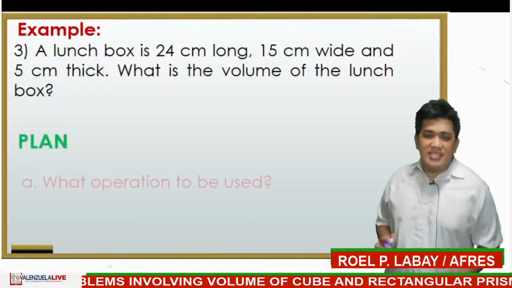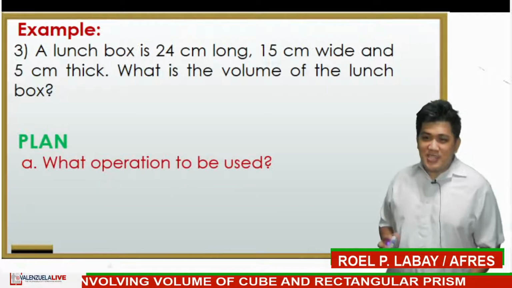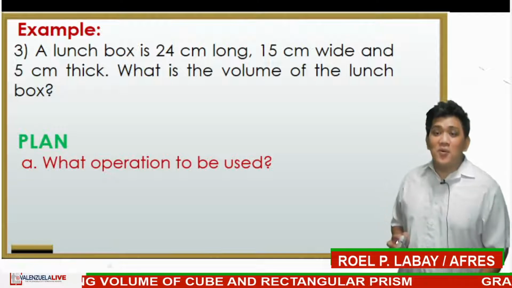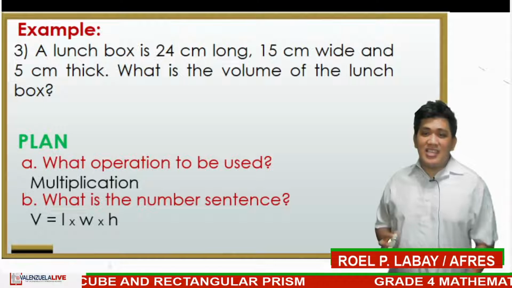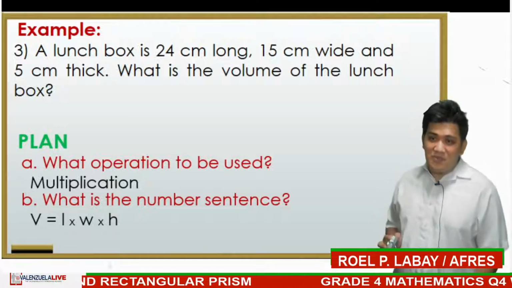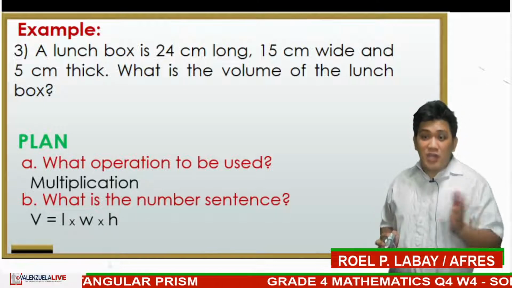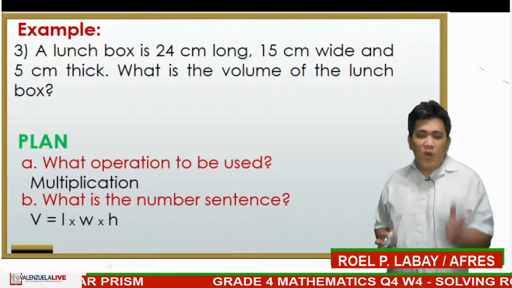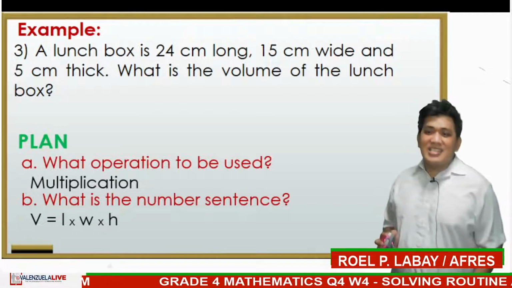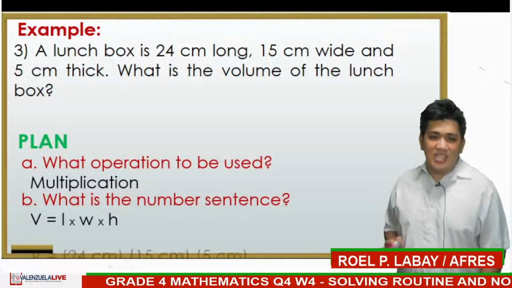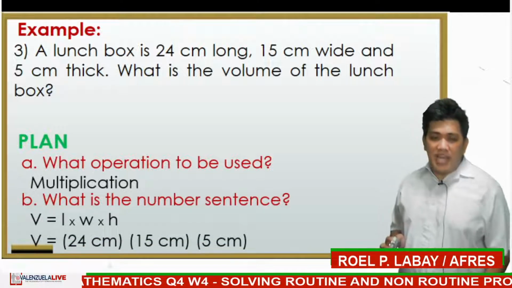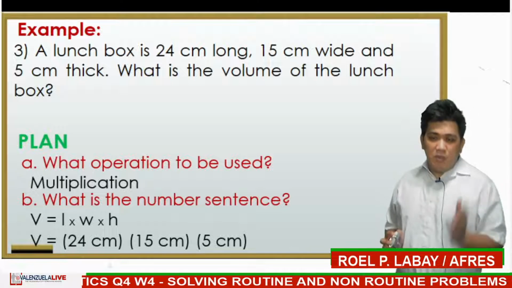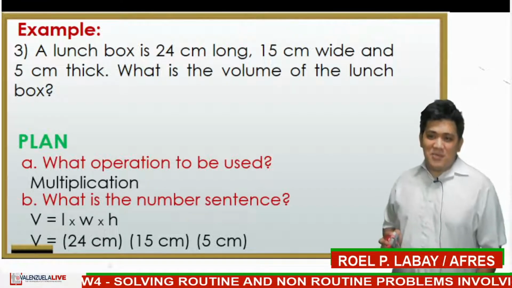Now, we plan. What operation is to be used? Very good. Multiplication. And then, what's the number sentence? It is the formula for the volume of the rectangular prism, which is volume is equal to length times width times height. So, volume is equal to 24 centimeter multiplied by 15 centimeter and multiplied by 5 centimeter.